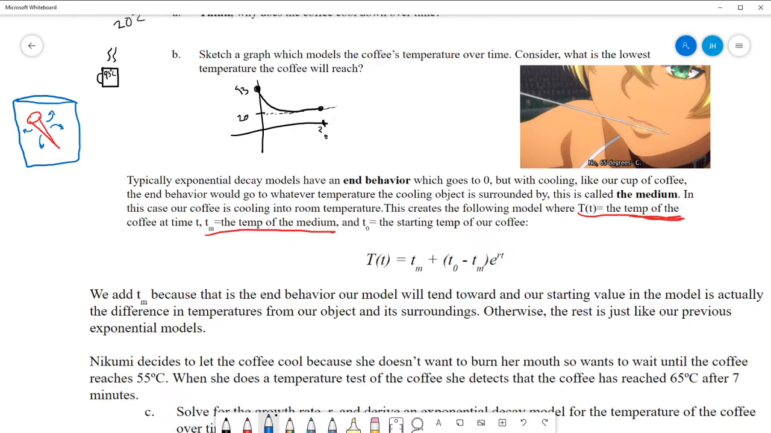Okay. Finally, we have T sub naught. That's the starting temperature, right? Whatever temperature our hot object is starting at. So you can see that in order to get this horizontal asymptote to not be 0, this is why we're adding the temperature of the medium, because it's the lowest our temperature can get. Okay. Then, because our end behavior is up here at 20, we need to take our starting value and subtract that exact same value of the medium, because we don't care actually about what the temperature is that we're starting at. We care about how much greater are we starting at, right? So you can see we're doing a difference. Okay.